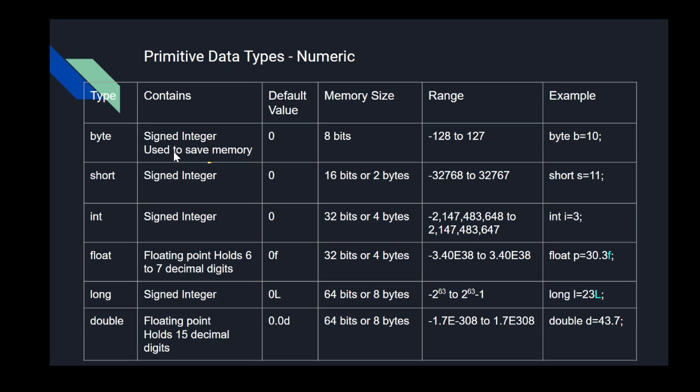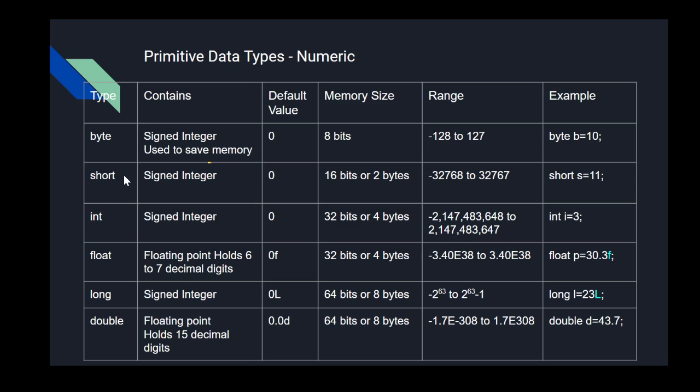So here are some primitive data types in the numeric form. The byte is a signed integer and is mainly used to save memory. Its range is negative 128 to 127. Anything exceeding that range will not work. Here's an example of a byte: byte b = 10. It can be any number. If you don't put any number there, you get the default value of 0.